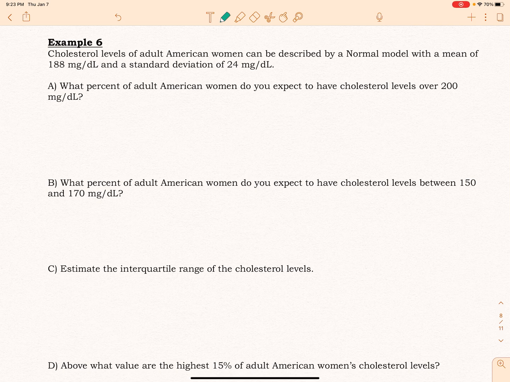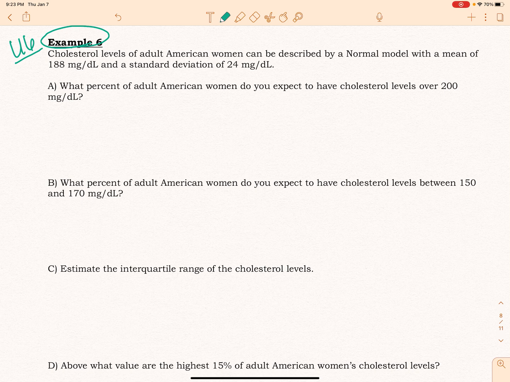AP Statistics, Unit 6, Example 6. Cholesterol levels of adult American women can be described by a normal model with a mean of 188 milligrams per deciliter and a standard deviation of 24. What percent of adult American women do you expect to have cholesterol levels over 200 milligrams per deciliter?